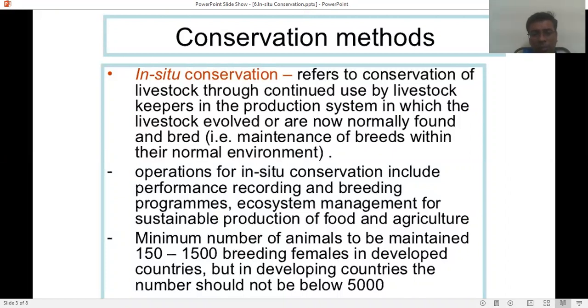So the minimum number of animals to be maintained is 150 to 1500 breeding females in developed countries. So 150 is the minimum. Within this method, poaching is completely banned in these areas, and we are giving protection to the wildlife animals so that the breeding process increases in a natural environment, and the population is also gradually increasing.